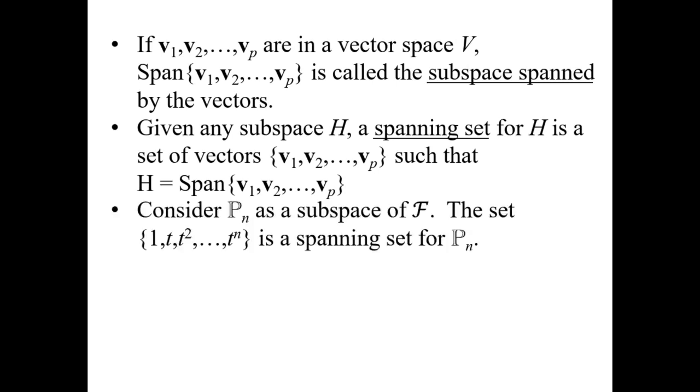And a real simple example of that, consider Pn as a subspace of F. This set, 1, t, t squared up to t^n, is a spanning set of Pn. Think about it. Didn't we define Pn as a0 plus a1 t plus a2 t squared plus dot dot dot plus an t^n? Well, look at that. Isn't that just a coefficient times 1 plus a coefficient times t plus a coefficient times t squared all the way up to a coefficient times t to the n? That is, by definition, a linear combination of 1, t, t squared up through t^n.